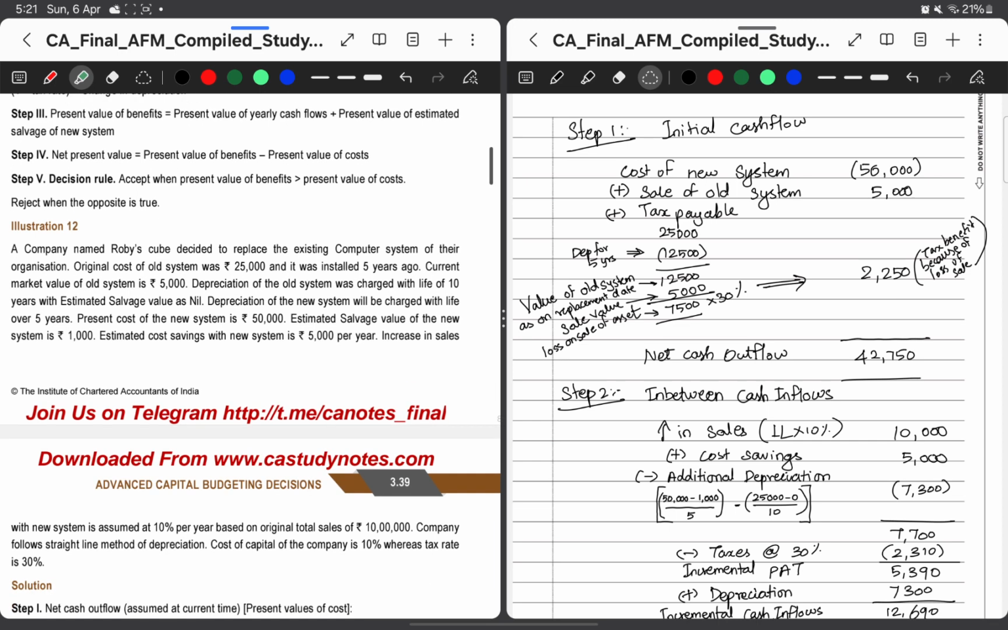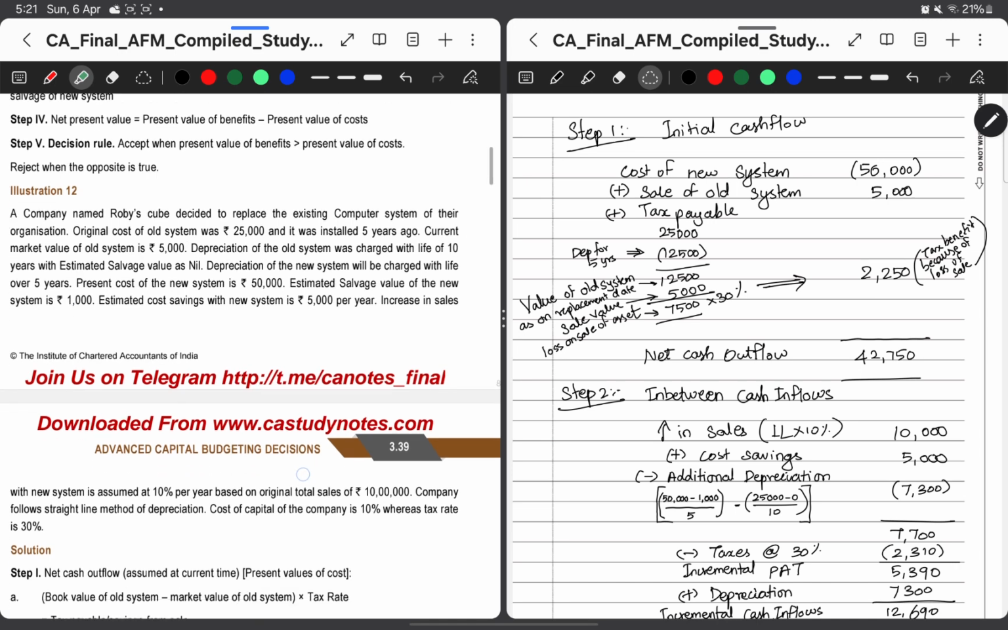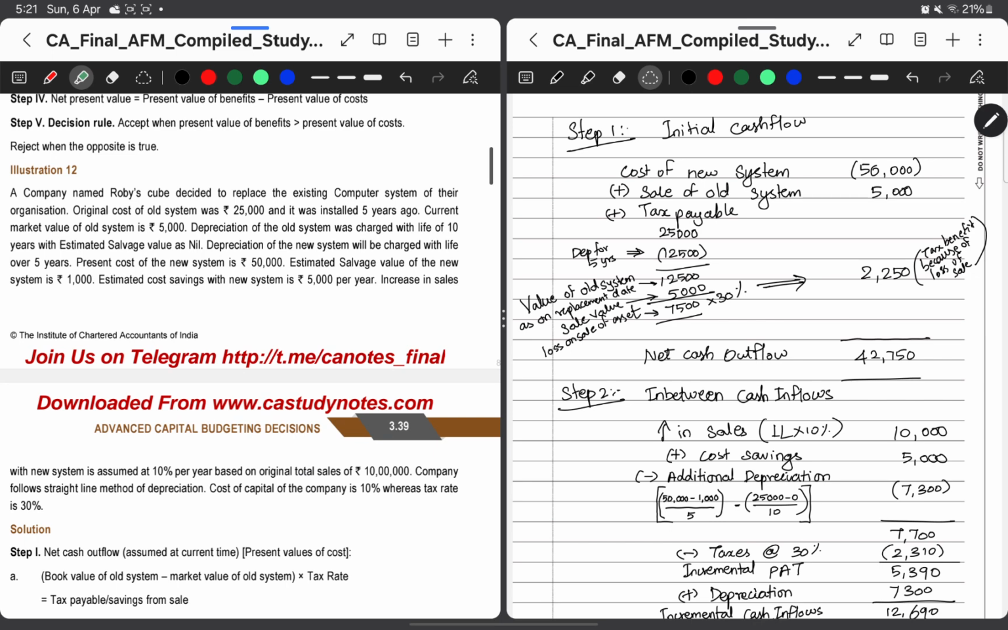Going up next, depreciation of the new system will be charged over a life of 5 years. Present cost of the new system is 50,000, salvage value is 1,000. So 50,000 minus 1,000 divided by 5, we will get the depreciation. Here they have given estimated cost savings with the new system as 5,000 per year.